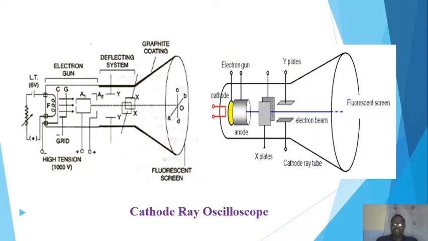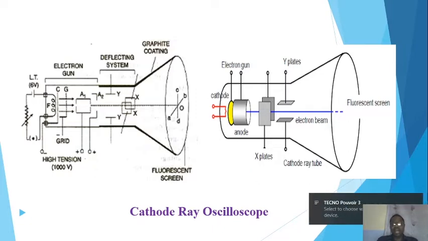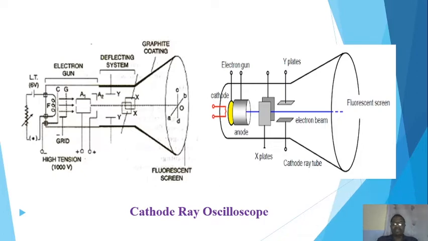Now, when you watch the deflecting system, the X plates help to adjust the cathode ray left and right. That is in a horizontal direction. That is why we call them the X plates. So when the pattern is to be adjusted to the right or to the left, it is the X plates that do such adjustments. Now, if the beam is to be adjusted up and down, it is the Y plates that will do that. So that is why we call them the deflecting system, because they help to deflect the beam either left and right or up and down.